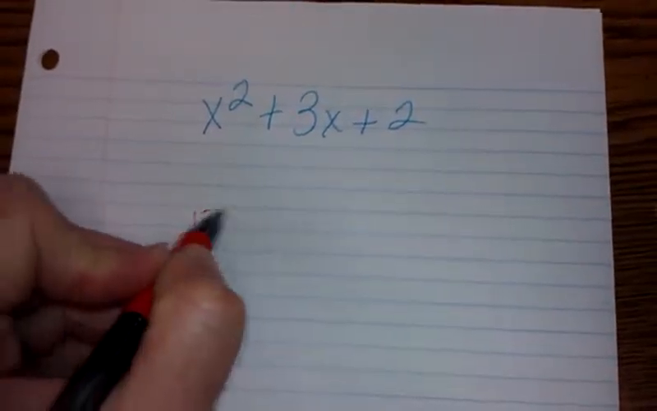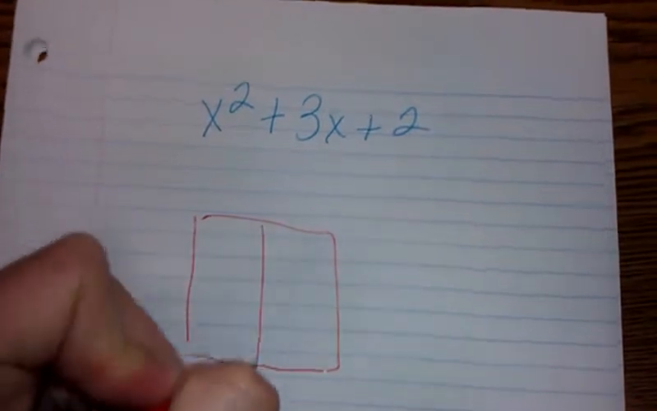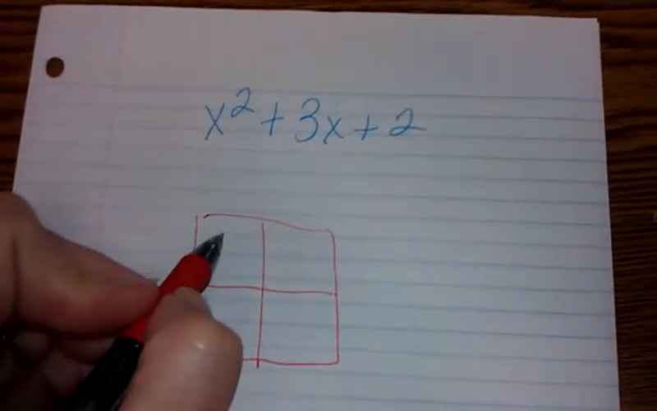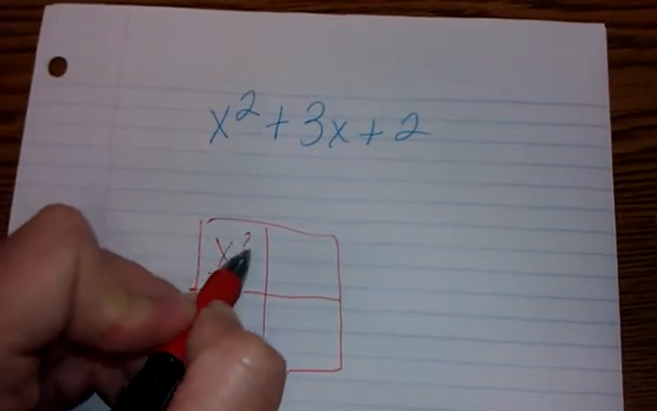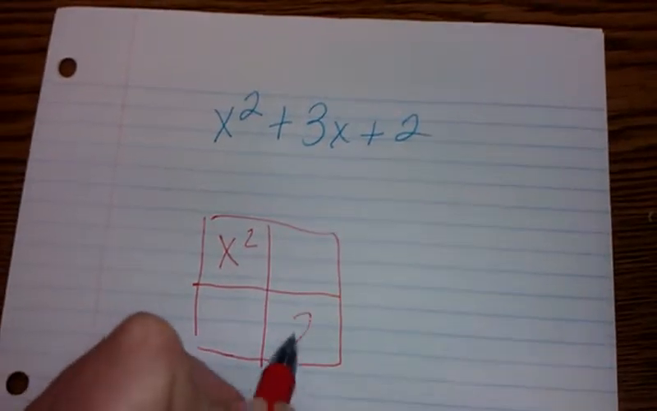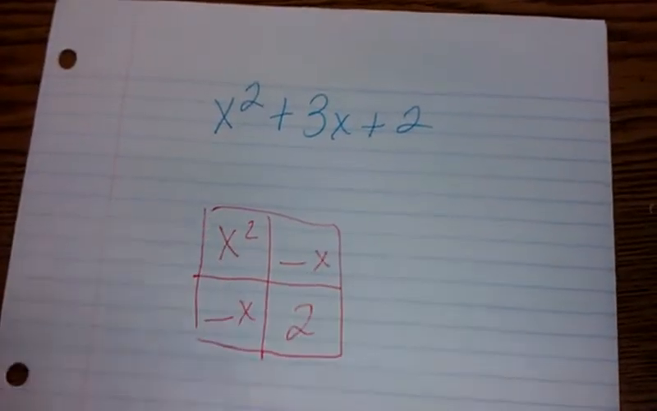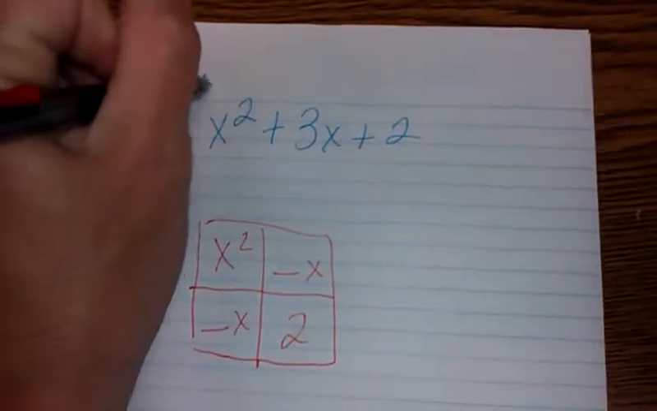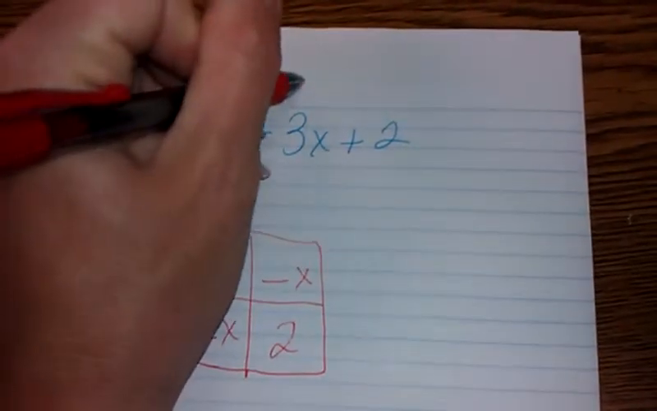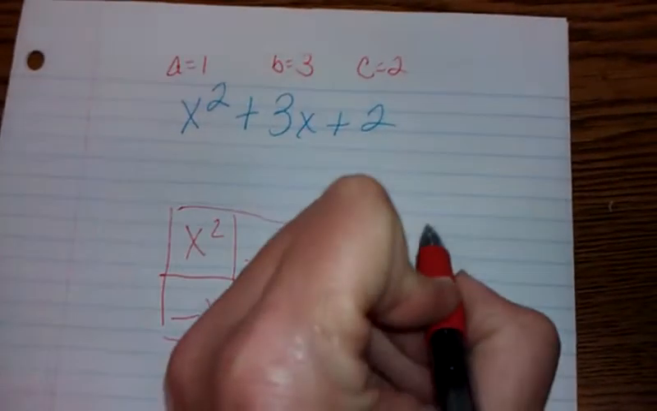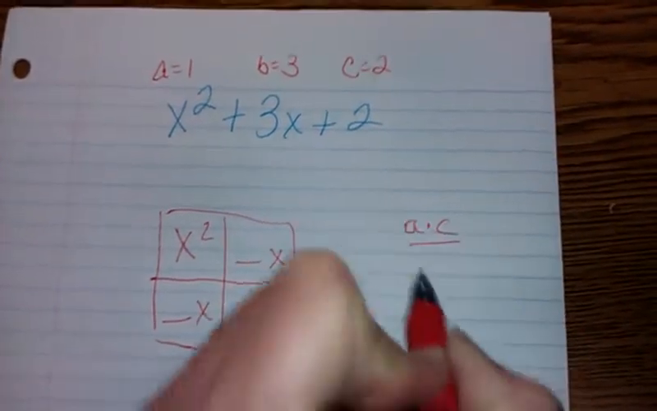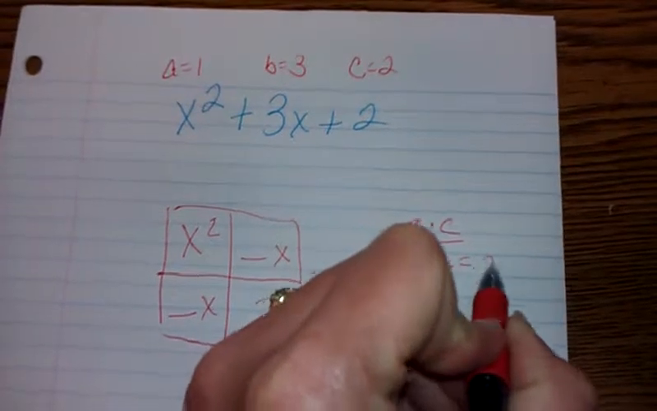I will draw my box, and in the top left-hand corner, I'll put x squared. In the bottom right, I will put 2. Something x, something x. A is 1, B is 3, C is 2. A times C, 1 times 2 is 2.